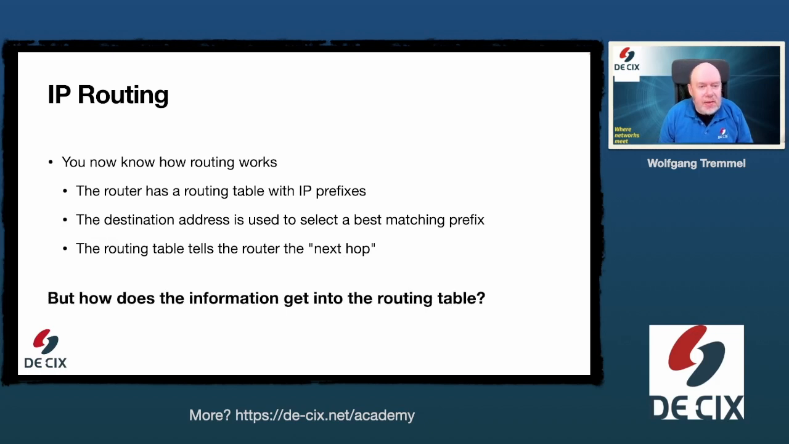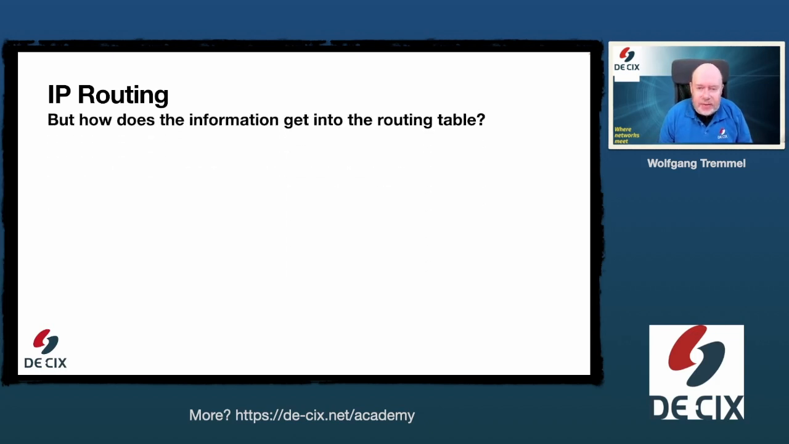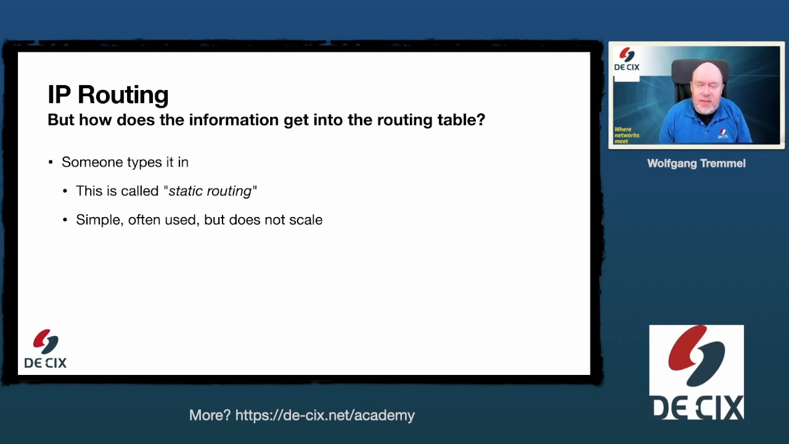But how to build this routing table? How does the information get into there? Well, the simplest solution is somebody types it in. And this is what we call static routing. And it often happens in small networks. It's simple, it's often used, but it of course doesn't scale. If you want to have the whole world, the whole internet in your router, you cannot type it in.